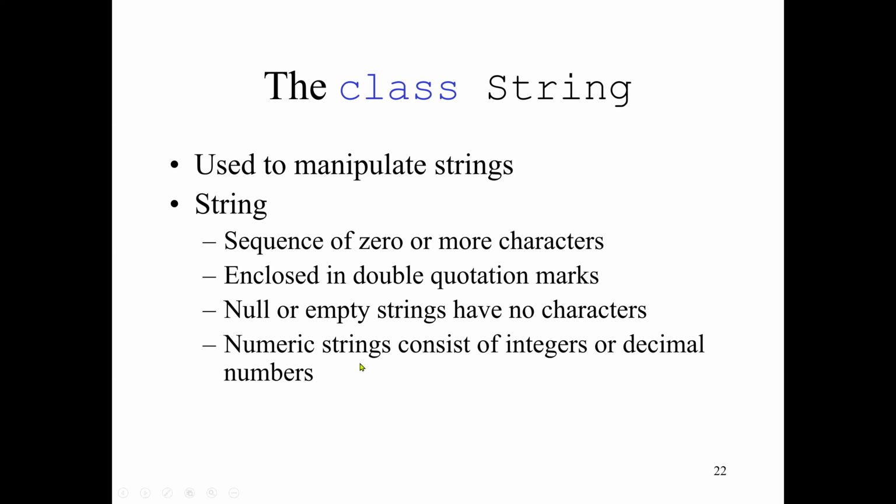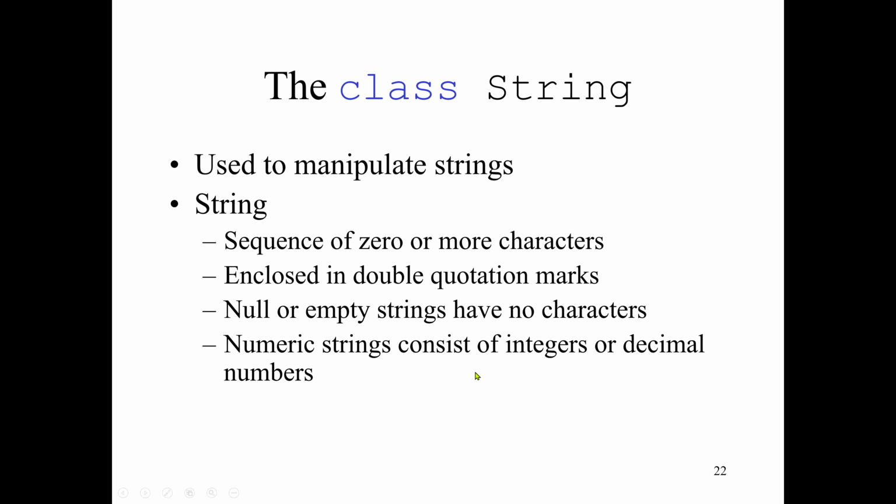Then a numeric string consists of integers or decimal values. As we said with the character, if I have 5 in single quotes, it's a character, it's not a value. So the same thing if we have a value, let's say 5 or 100, any value, if it's in double quotation marks, it's a string, it's not a value.